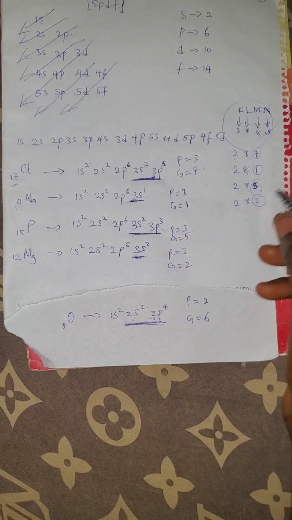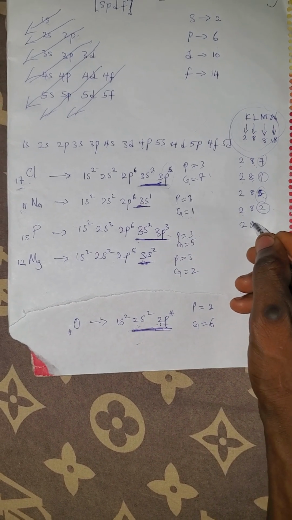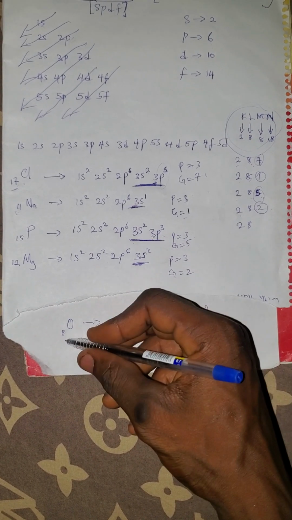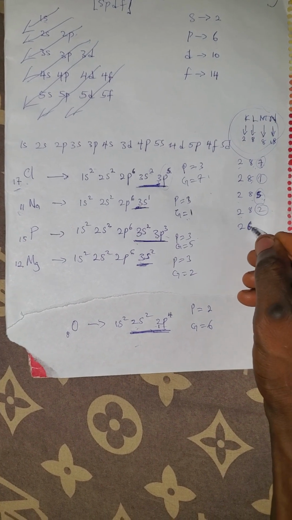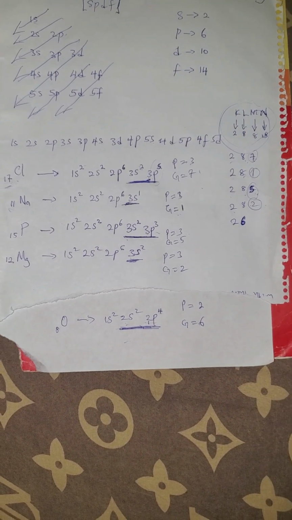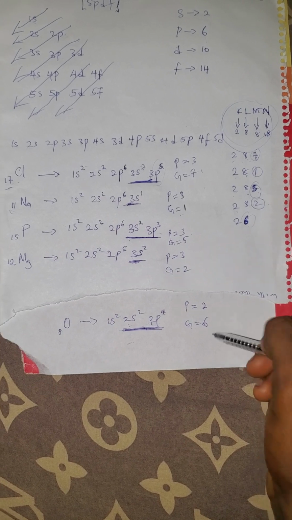And let's talk about the last one here. That's oxygen. Oxygen is 8. That'll be 2, 6. That'll be 2 plus 6, that's 8. So you now see the last number is 6. That means it belongs to what?